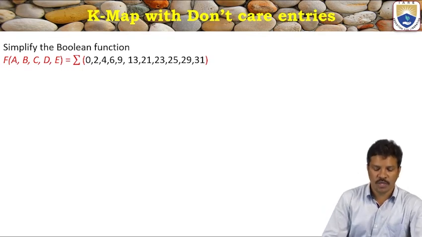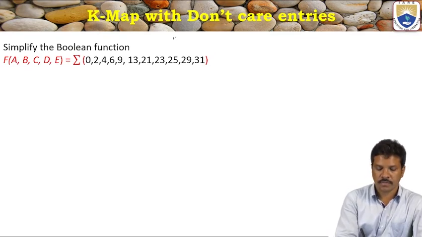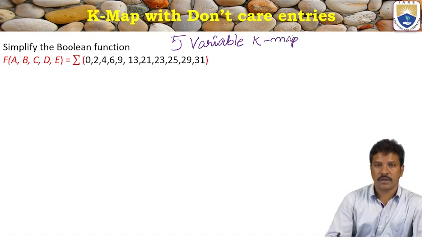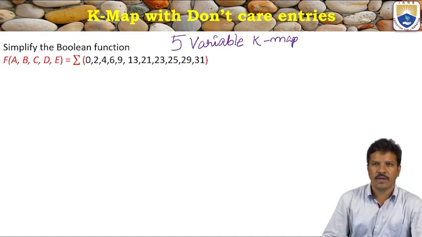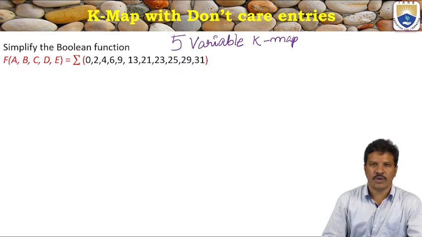Now we'll move to the 5 variable K-map. Up to now we discussed the 4 variable K-map. Now we will discuss the 5 variable K-map. In a 5 variable K-map, we can take the 5 variables in the map and create 2 power 5, 32 boxes, which is one way, but it is somewhat difficult to understand.